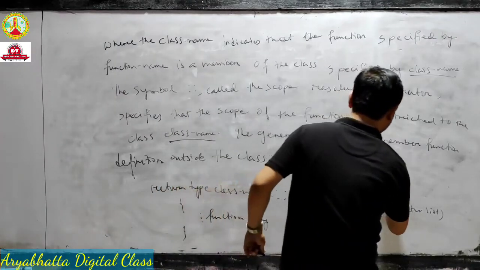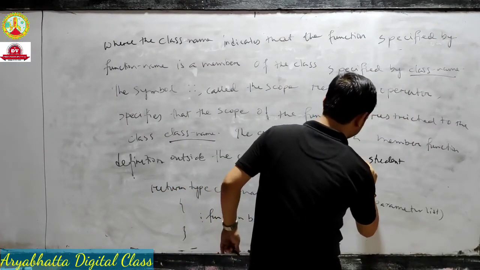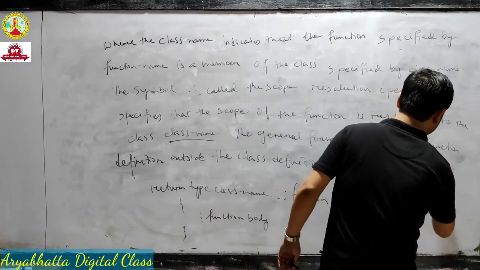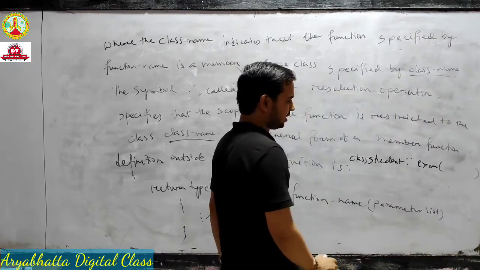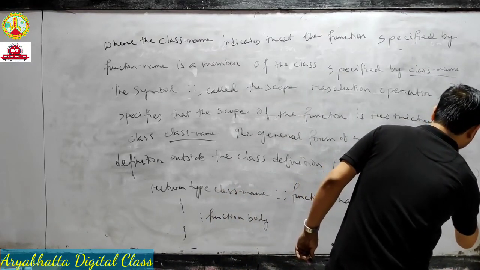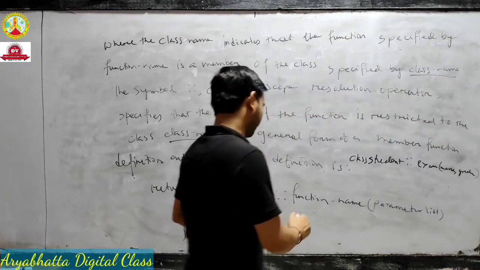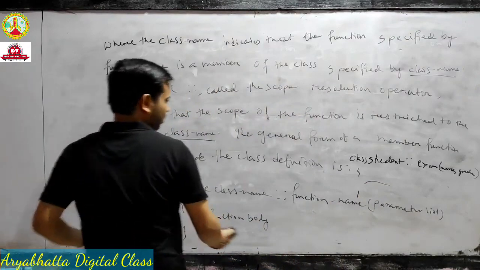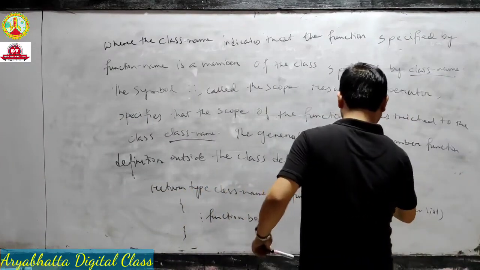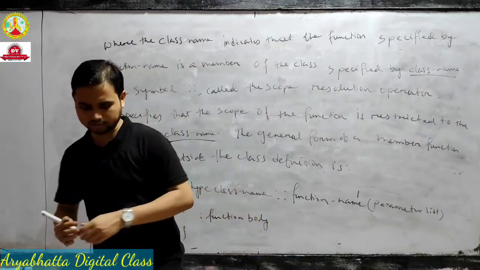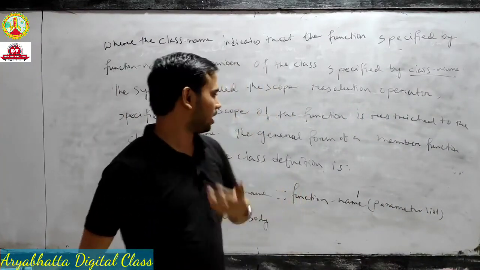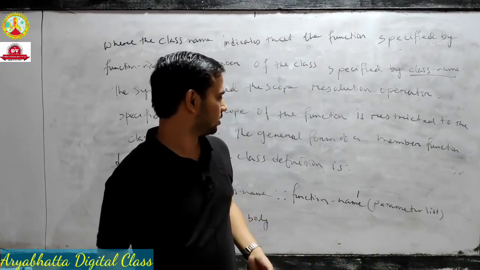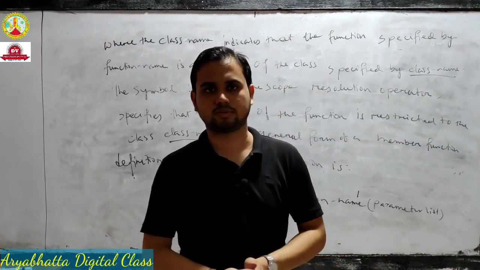Suppose the class is student, then the scope resolution, then the function name, say exam, and the exam parameters are marks, grade, something like that, and thereafter the function body, like that. Okay, in the next class we will discuss outside and inside. I hope you simply understood this. This is a very easy concept. And in the next class we discuss again this and inside the class definition. Okay, thank you.